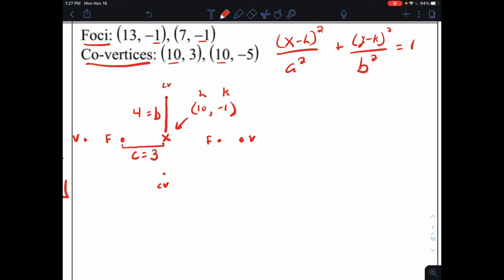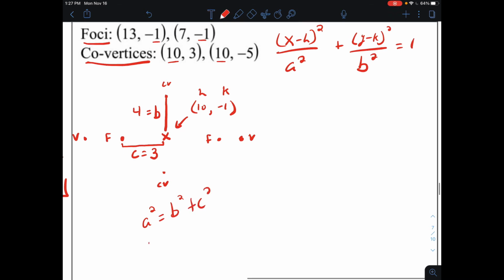So I still have to solve for a. I'm going to have to use the Pythagorean relation, which is a squared is equal to b squared plus c squared. Well, a squared is really what we want to know. We know b is 4 and we know c is 3. And so a squared is equal to 4 squared plus 3 squared, so a squared is going to equal 25. A would equal 5.